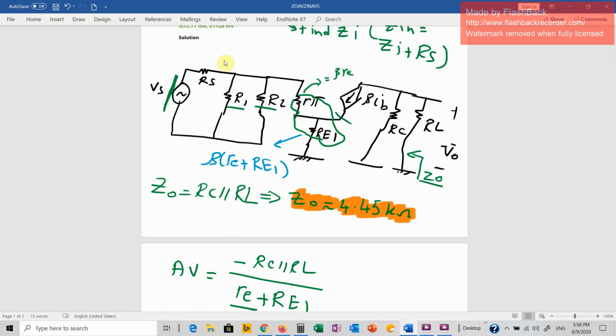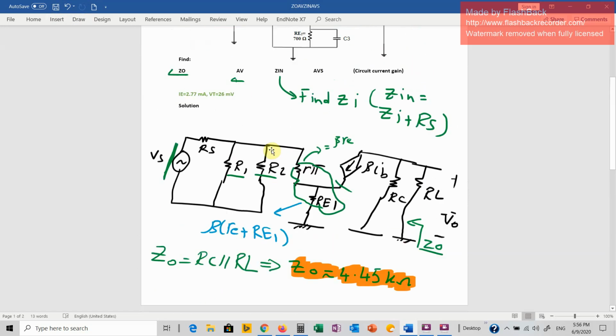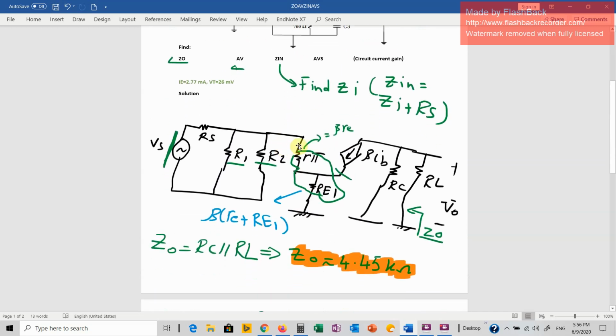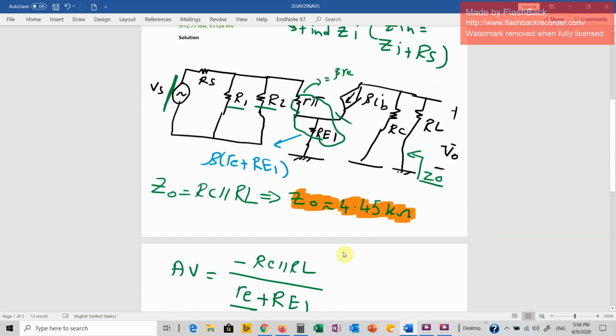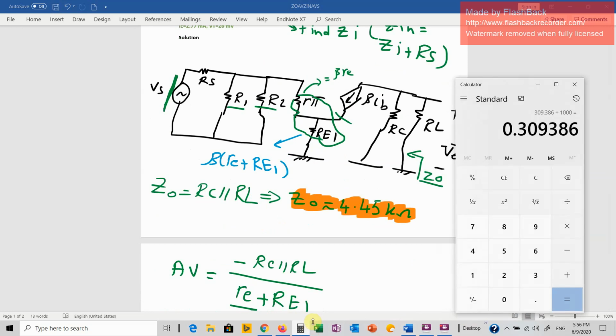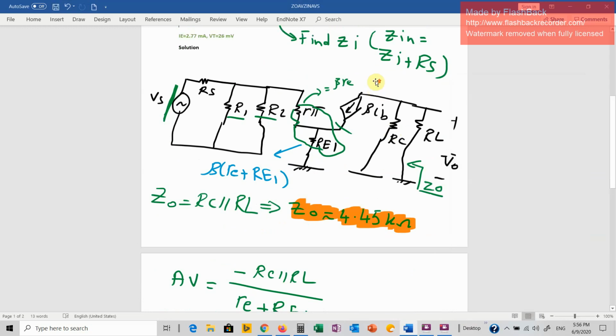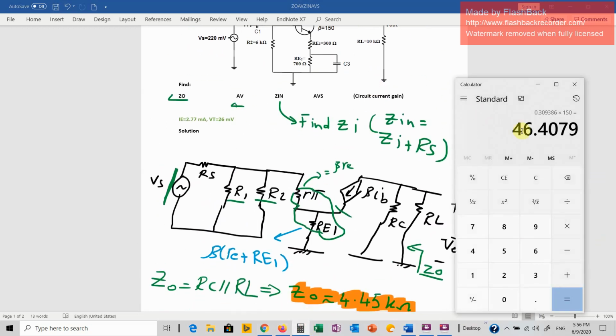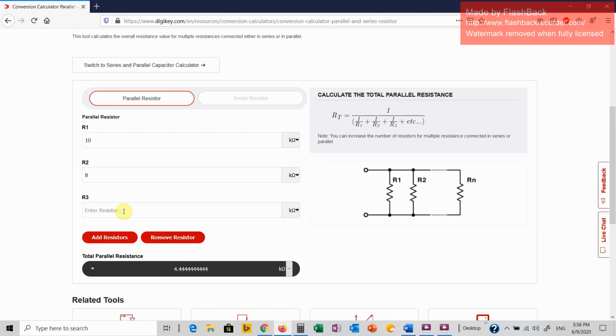What is my beta? It is 150. So it is 150 times RE plus RE1. Let me find this. This is already in kilo ohm, so let me multiply it by 150. Is my beta 150? Yes, it is 150. So this is almost 46.4.